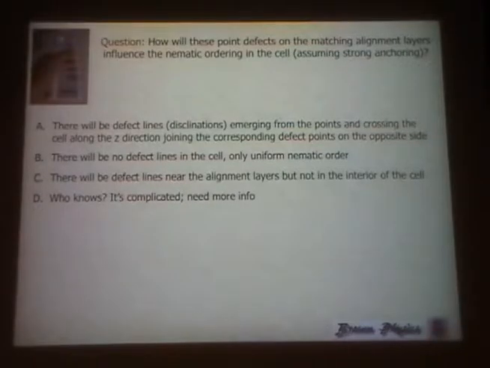And then, always have to throw in an answer like this, who knows? It's complicated, we need more info. So, in the United States we call this punting, with football in mind. Here, I guess we could call it punting with boats in mind. So, those are your possibilities.